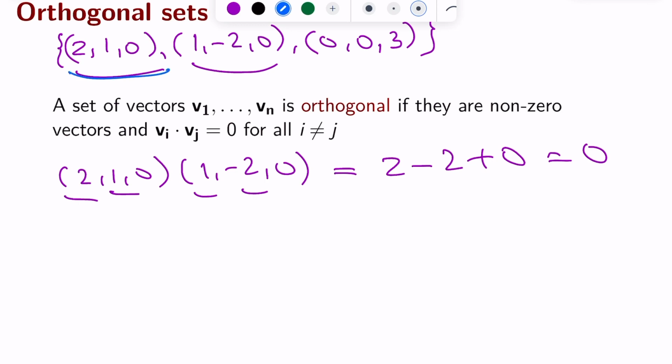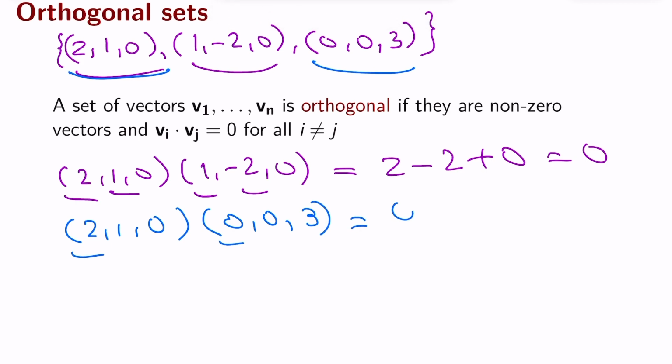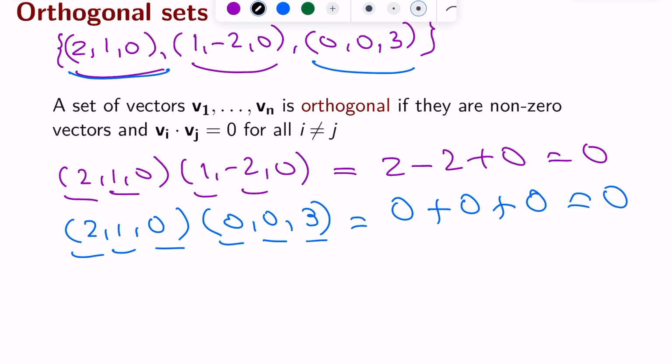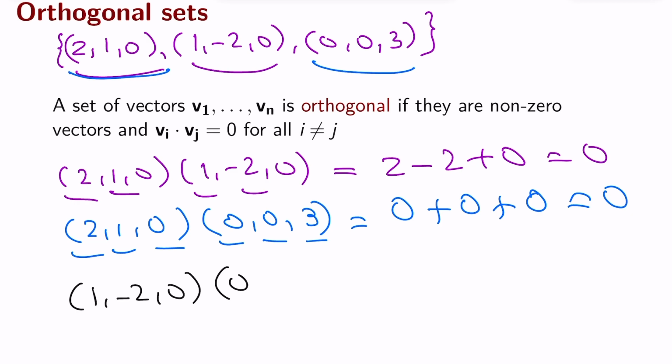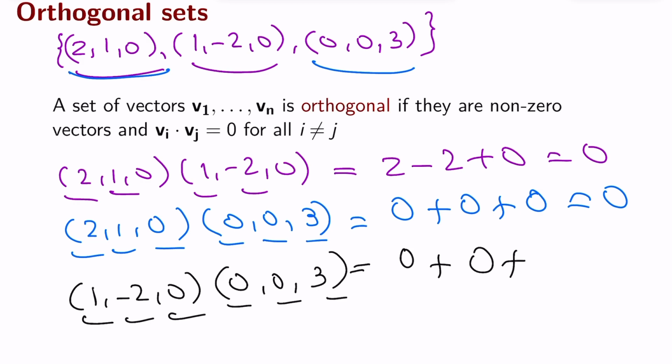So let's consider now this times this. So let's do now this 0, 0, 3. So this is 0 plus 0 plus 0. So it's 0. And then finally, let's consider this and this. So this is going to be 0 plus 0 plus 0. So it's also 0.